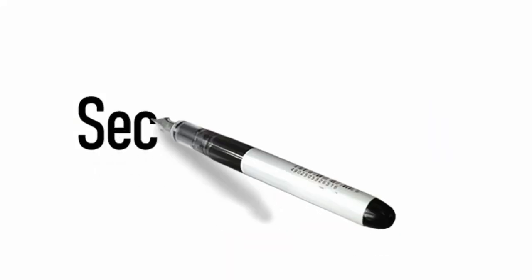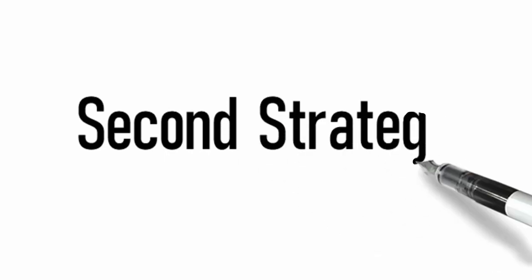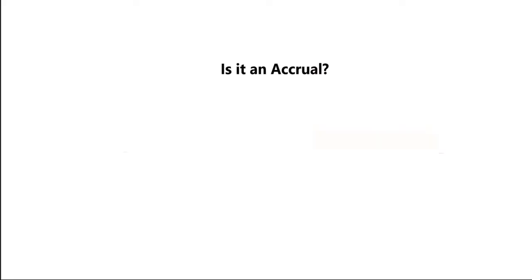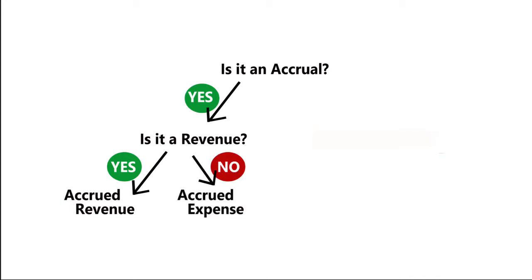The second strategy is for students to decide the right type of balance day adjustment. Take, for example, if they're given a balance day adjustment, they have to ask, is it an accrual? If the answer is yes, then they ask again, is it a revenue? If the answer is yes, then it must be an accrued revenue. Otherwise, if it's a no, then it must be an accrued expense. However, if it's not an accrual, then it must be a prepayment.